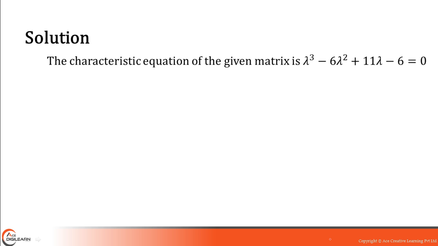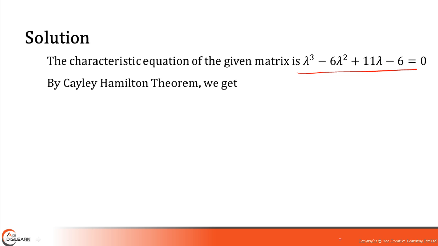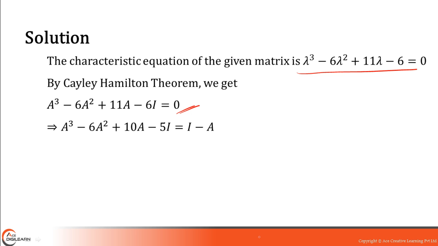Finding the characteristic equation of the given matrix, which is λ cube minus 6λ square plus 11λ minus 6 equals 0. Based on the Cayley-Hamilton theorem, every square matrix satisfies its characteristic equation. Hence, in place of λ, we can substitute A. So we get a cubic equation in A, from which we get that A cube minus 6A square plus 10A minus 5I is I minus A.